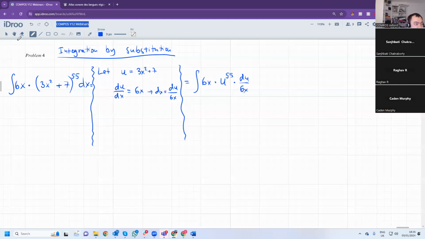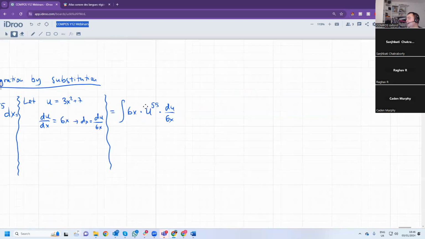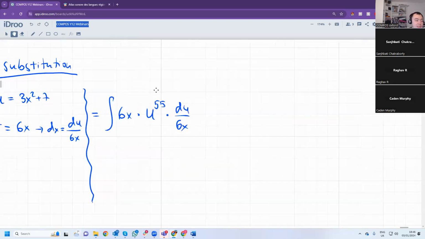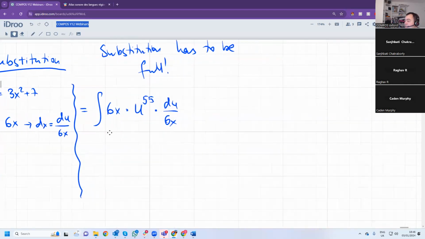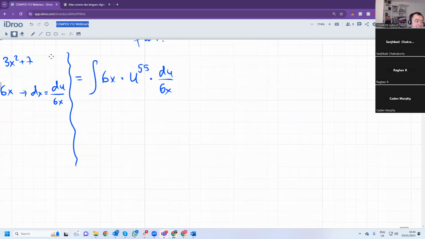Now we still have x left, so we cannot proceed because we haven't done a full substitution. Substitution has to be full. That's important. So you cannot leave x. But incidentally, it's a very beautiful thing because the 6x and 6x cancel out. There's no x left, and now we have a very simple integral.